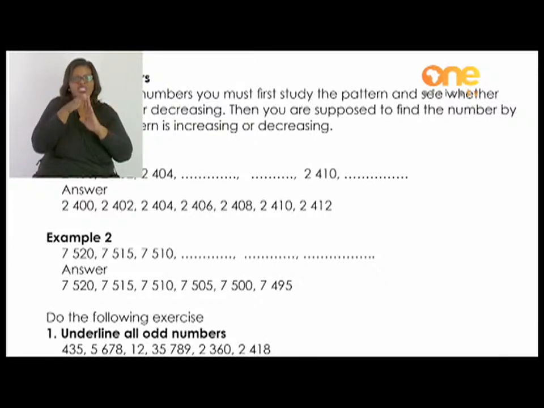Let us go to example 1. We are having 2,400 as our first term, followed by 2,402. If we just look at those two numbers, we are going to see that the first number increased by 2. The third number is now 2,404. So it means we're going to have 2, 4, 6 going up like that. So for us to find our first missing number, it means we are supposed to add a 2. So our third number now becomes 2,460.